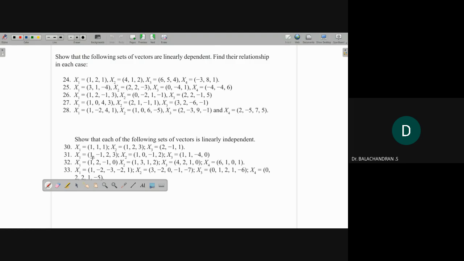So please, actually this is a problem in Veerarajan book. I think I sent you day before yesterday. So please check. The solution is also in that book. Okay, you can verify your answer. Show that the following set of vectors are linearly dependent and find their relationship in each problem. So at least you can try, out of 5, at minimum 2 problems. Similarly, show that each of the following vectors are linearly independent. Out of 4, you can try at least 2 problems.